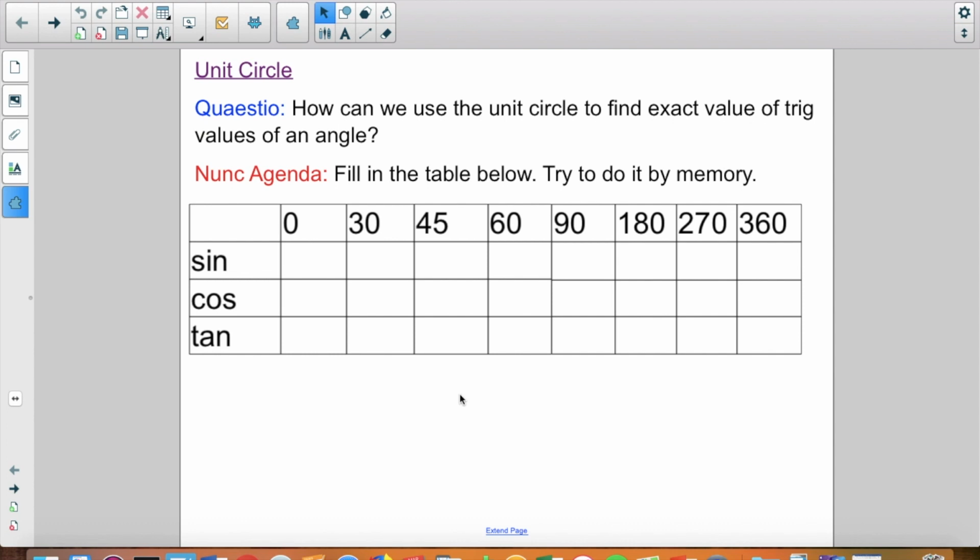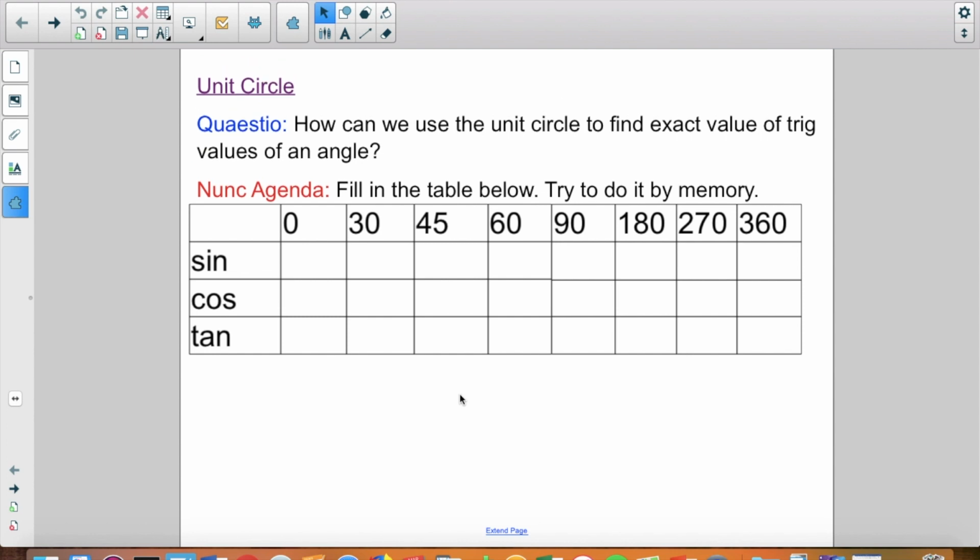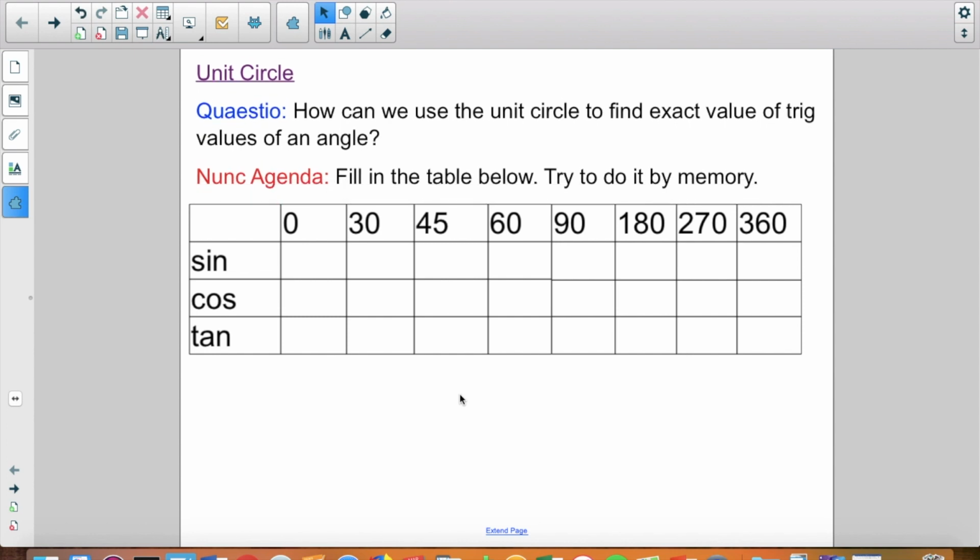Remember, this table is super important, okay? It's important that you memorize these values of sine, cosine, and tangent. But to help you memorize them, there are patterns and tricks. So first, the pattern for 30, 45, and 60 are different than the pattern for 0, 90, 180, 270, and 360. So I'm going to do that last.